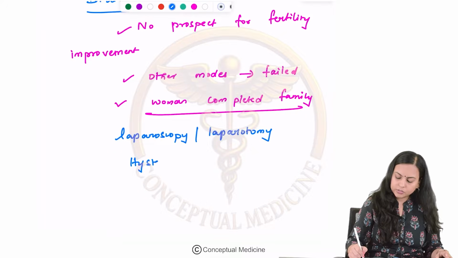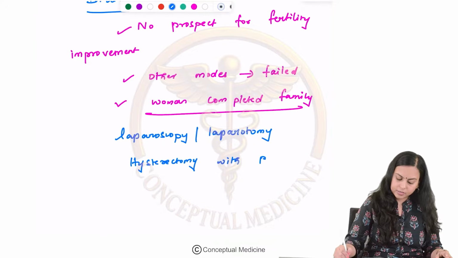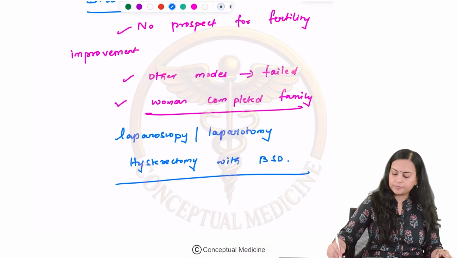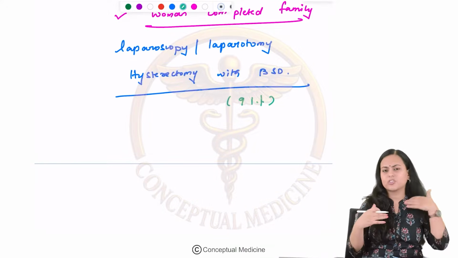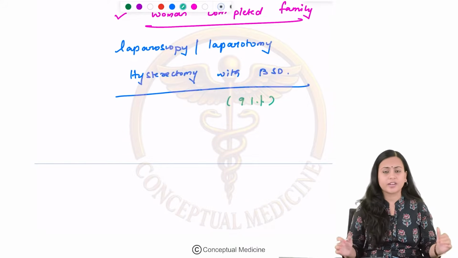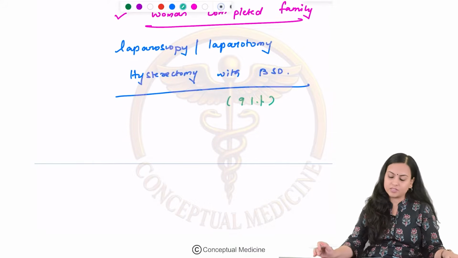The permanent solution is hysterectomy with bilateral salpingo-oophorectomy. Okay, this will be improving symptoms in almost 91% of the cases and excision of the endometriotic lesions wherever it is found. Yes, that's it.